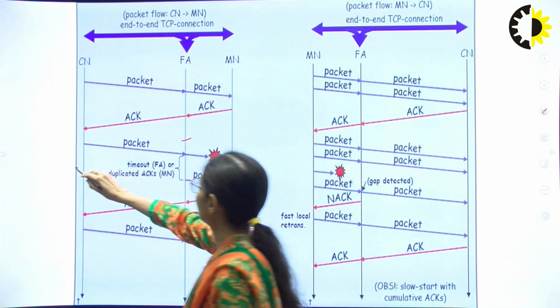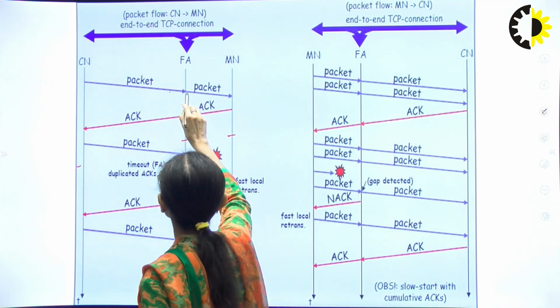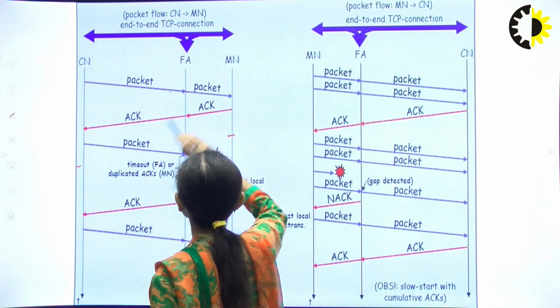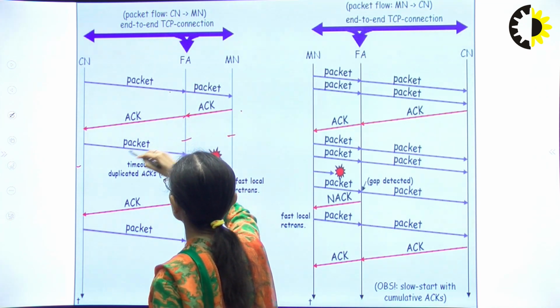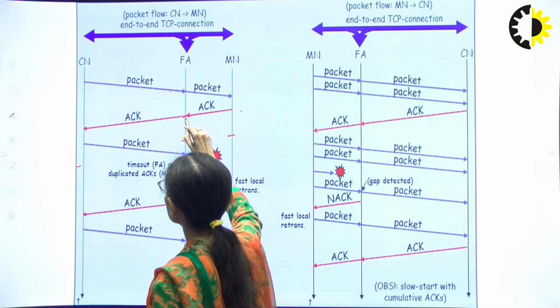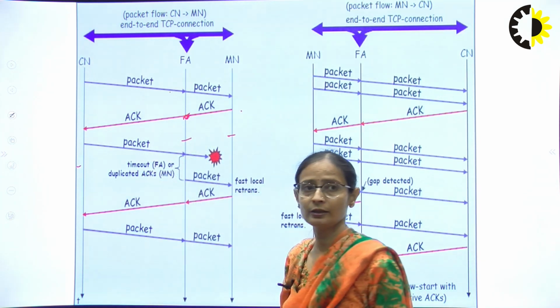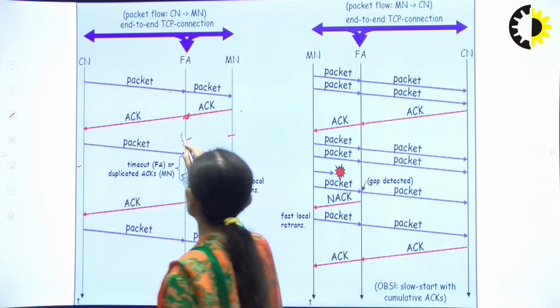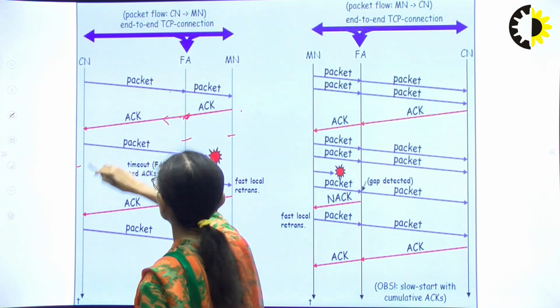Here we have FA, CN and MN. CN is sending the packet to FA. FA is forwarding this packet to MN. MN is sending ACK, which FA will receive. It will only see whether there is ACK or not, and it will further redirect the ACK to the CN.